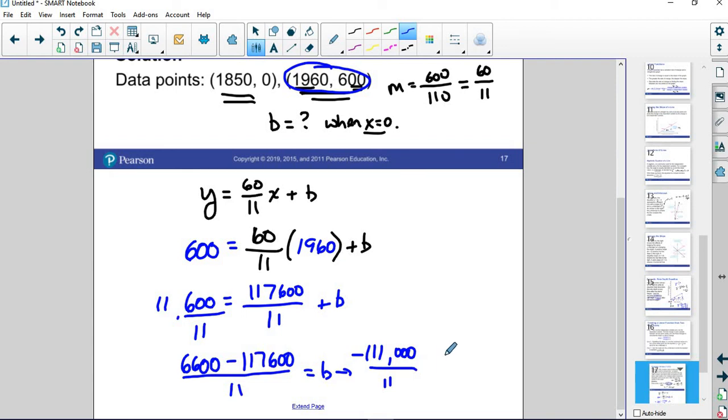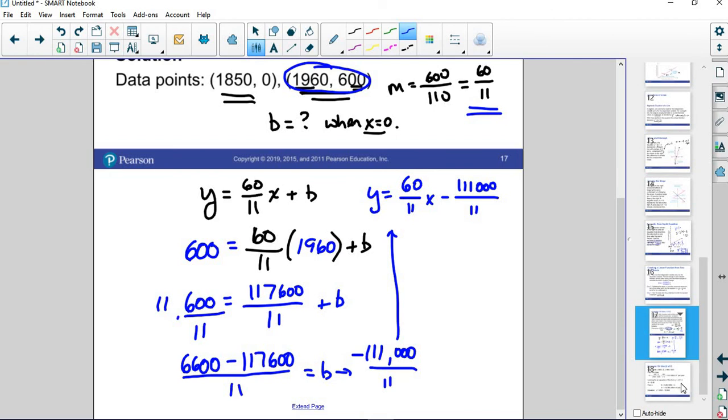Divide that by 11. Would not come out evenly, and so I got to leave it as a fraction. So my equation becomes y equals 60 over 11x minus 111,000 over 11. Again, I will give you things that work out much nicer than that, but the process is still the same. You find the slope first, and then you can plug in either point for x and y. It might have been easier to plug in 0, I suppose, in this case for y, but either way, you plug it in and you solve and you get what b is, and that is the process.